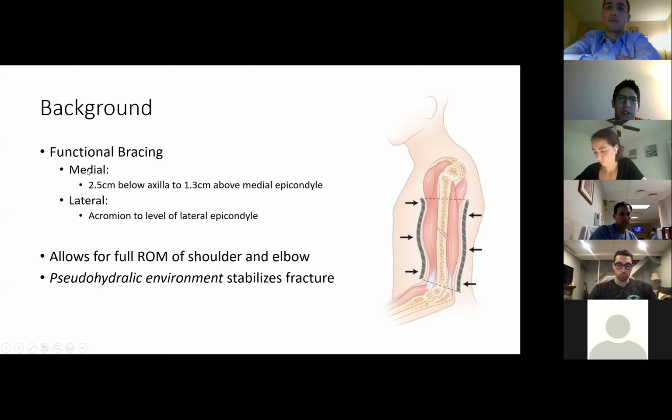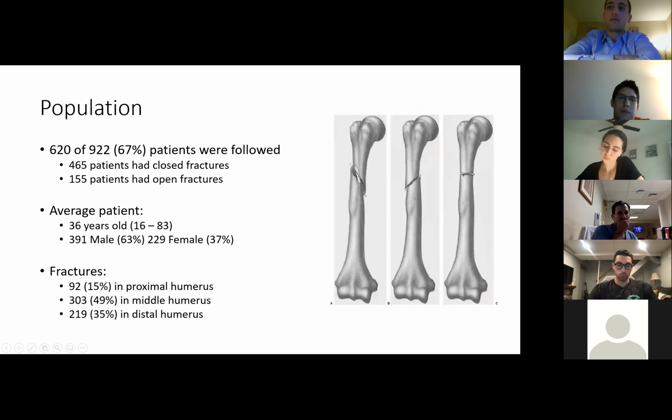But for the specifics of the actual brace, he said that 2.5 centimeters below the axilla to 1.3 centimeters above the medial epicondyle is how much you want the brace to extend, and laterally you would like it to extend from the level of the acromion to the level of the lateral epicondyle. And as I mentioned, it gives you full range of motion at the level of the shoulder and the elbow. And it creates this quote unquote pseudo-hydraulic environment where the soft tissues themselves are what's compressing the actual fragment site.